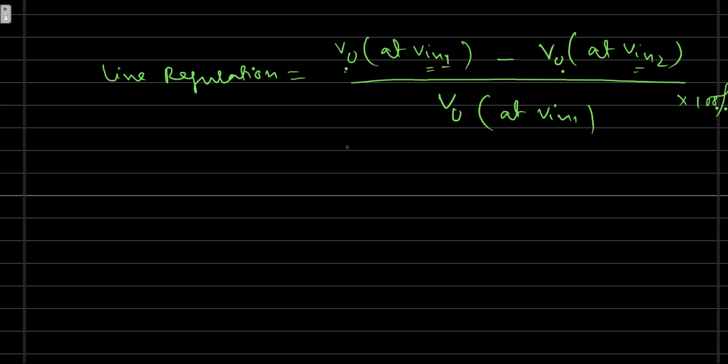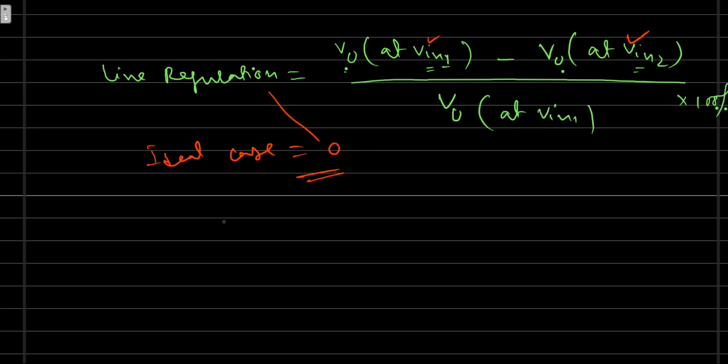Now for an ideal regulator, whenever there is a variation in input voltage, that means for two different values of this one and this one, the output voltage will be constant. Whatever the value of input voltage, the V naught will be constant. So for the ideal case, the value of this line regulation will be how much? 0. But for practical cases, it is not 0, it has some finite value. So a lower value of line regulation is always desirable.